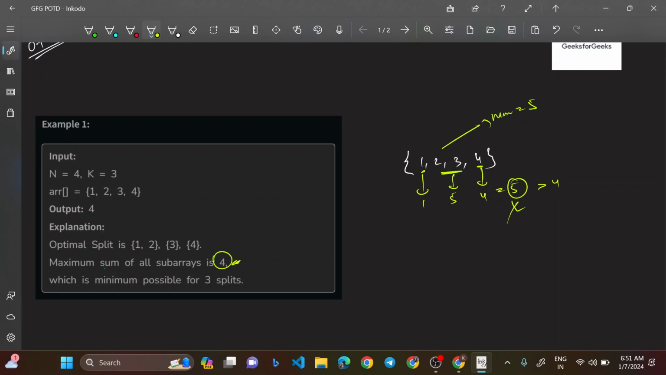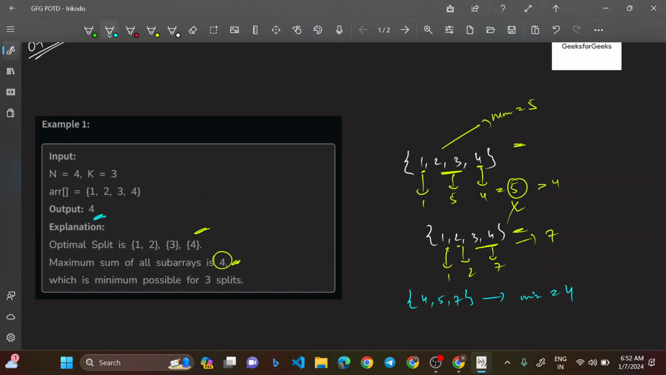And what is another possibility here? Take 1 2 3 4 like this. You cut the last two as one part, and the first two as separate parts. In this case, the sums are 1, 2, and 7. So what is the maximum possible sum here? 7. So these are the possibilities: this is one, this is one, this is one. Is there any other possibility? No, there is no other possibility. So among the maximums 4, 5, and 7, what is the minimum? That is equal to 4. That is the reason the output is 4.